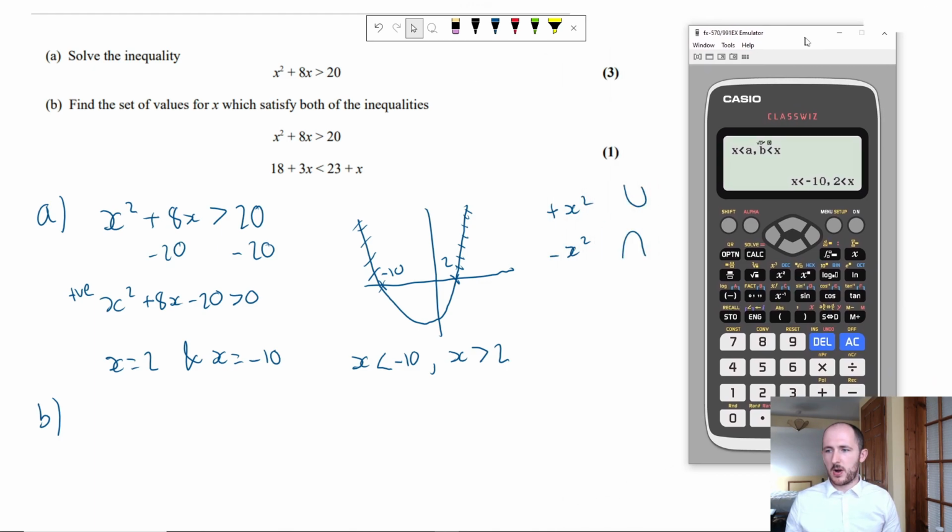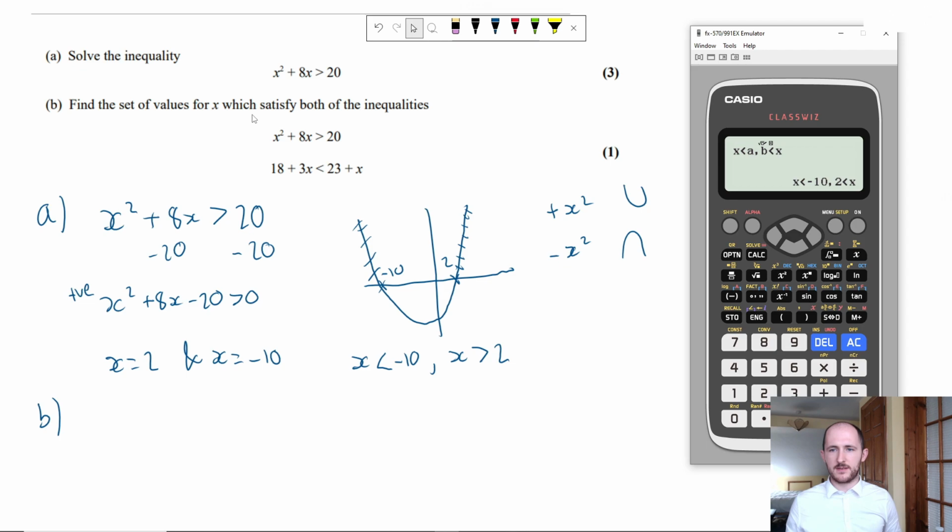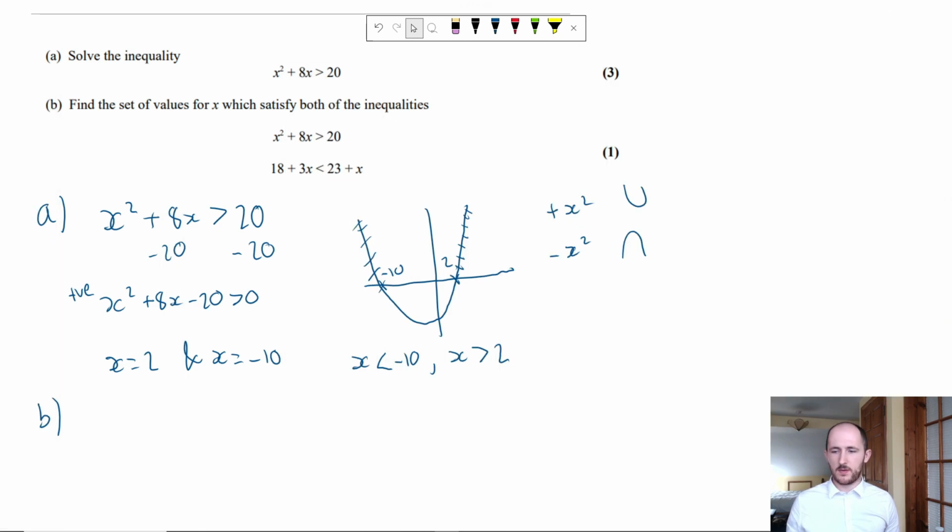So let's move on to part B. It says find the set of values of x which satisfy both of these inequalities. So we've done this first inequality here. These are our solutions. So let's put a box around these. So we've done that one.